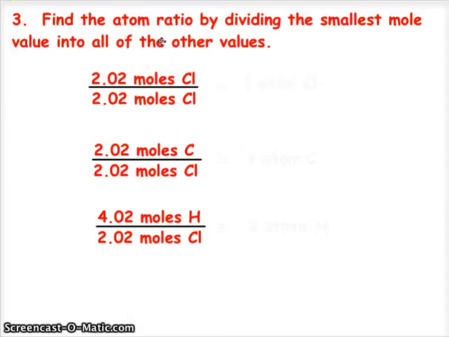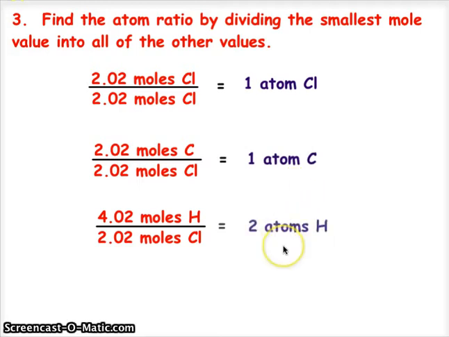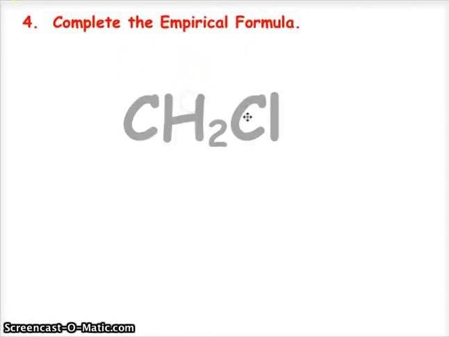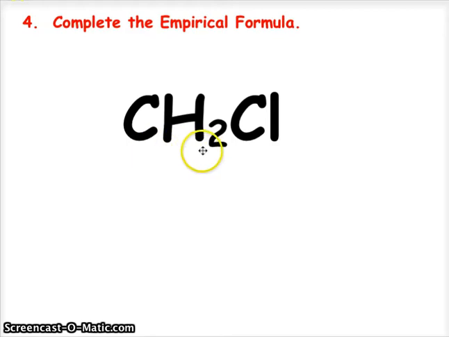Now in this case, both of the mole values for carbon and chlorine are the same, so we will just use the mole value for chlorine, and when we divide that, we get a value of 1 atom of chlorine for every 1 atom of carbon for every 2 atoms of hydrogen, and that will give us our final empirical formula, which is CH2Cl: 1 carbon, 2 hydrogens, 1 chlorine.